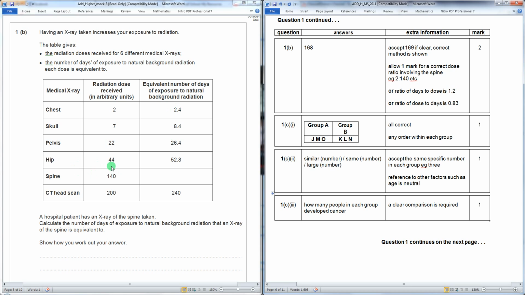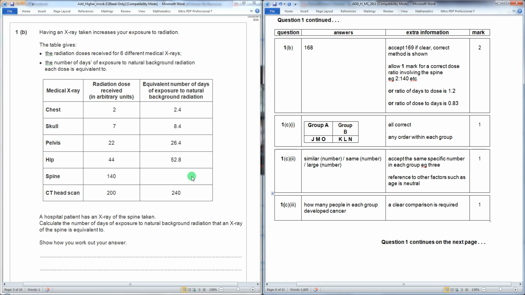So, for example, a hip x-ray would be 44 units of radiation, and that's equivalent to 52.8 days of the exposure you would normally get from background radiation. So what it's asking you to do is to fill in the missing value here, the spine x-ray. How many days is that equivalent to of natural background? Now, when you get a question like this, you need to look at the relationship between the columns in the table. And if you look at the relationship, you'll see that as the radiation dose increases, the equivalent number of days exposure increases, as you might expect.